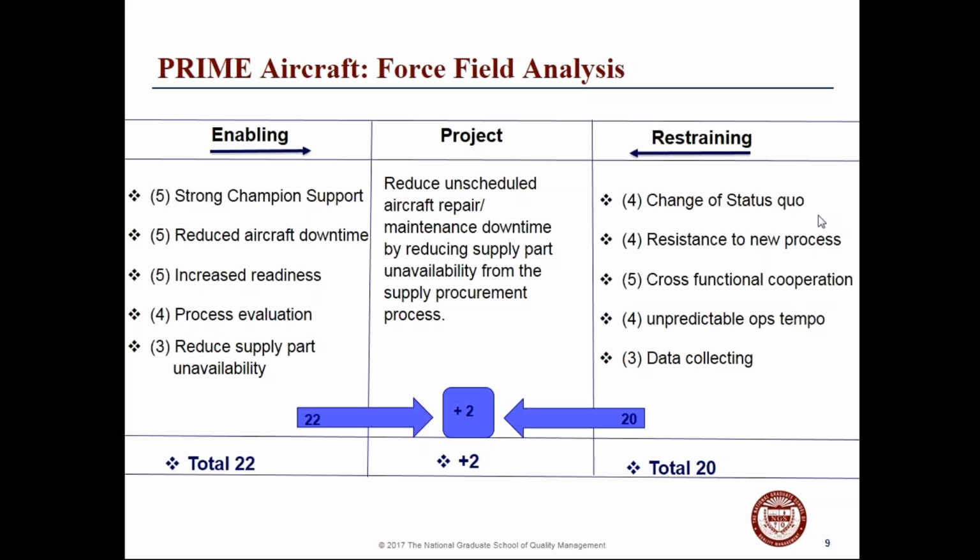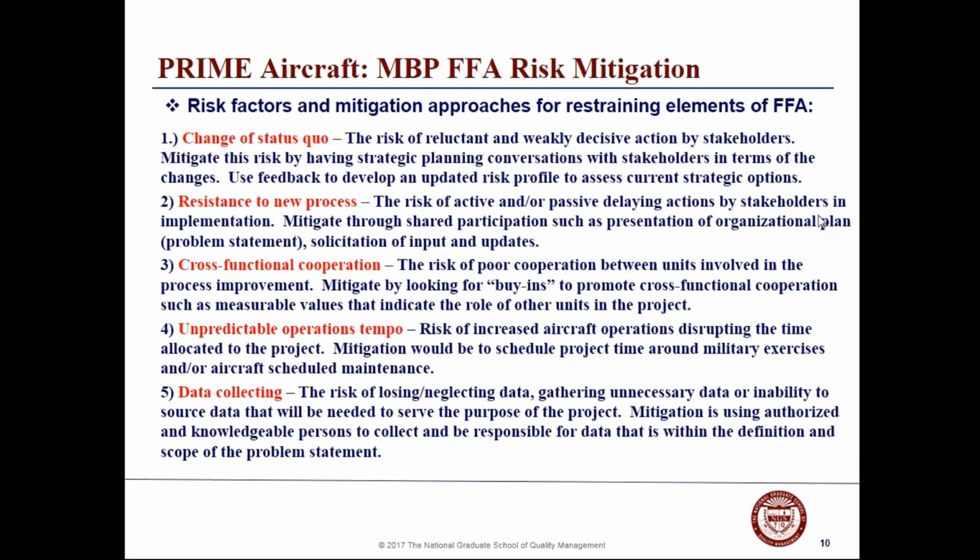process. Things against or restraining, or if you say roadblocks, the change of status quo. Everybody's always reluctant or resistant to change. And from the process, there's going to have to be some change. Resistance to a new process, cross-functional cooperation. In the maintenance world, we deal with a lot of outside agencies, which are our cross-functional entities. Unpredictable maintenance ops tempo. When aircraft break, we don't know when they're going to break or what part's going to break. And data collecting, we want to make sure that we're collecting the data that we need to do our project. Make sure that the data is value added. Next slide.